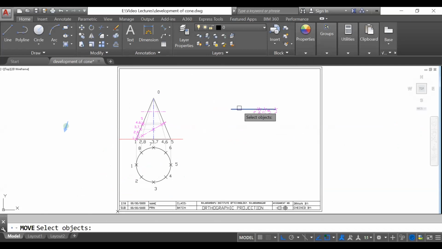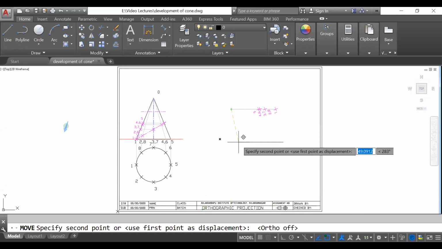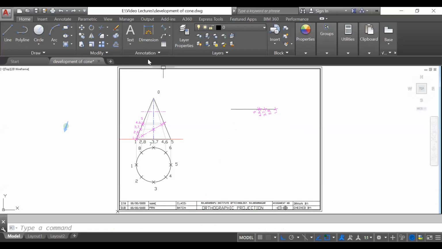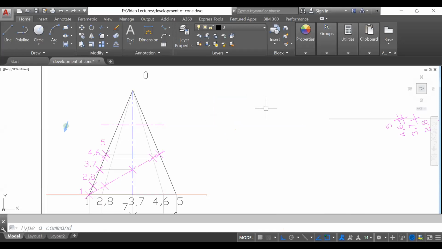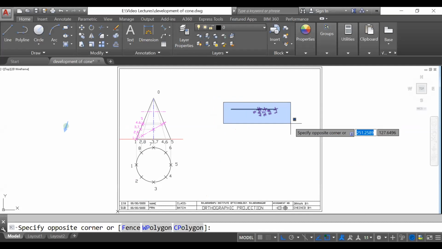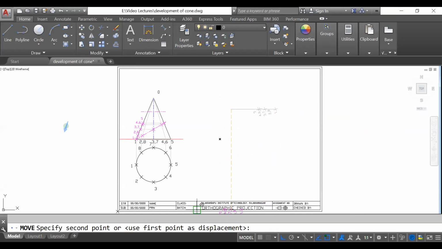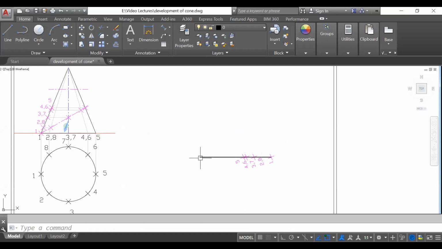Someone can turn on their voice and tell me the answer. It's 276.92. Okay. So I will move it first. So the included angle is 276.92. So I will start with this one.